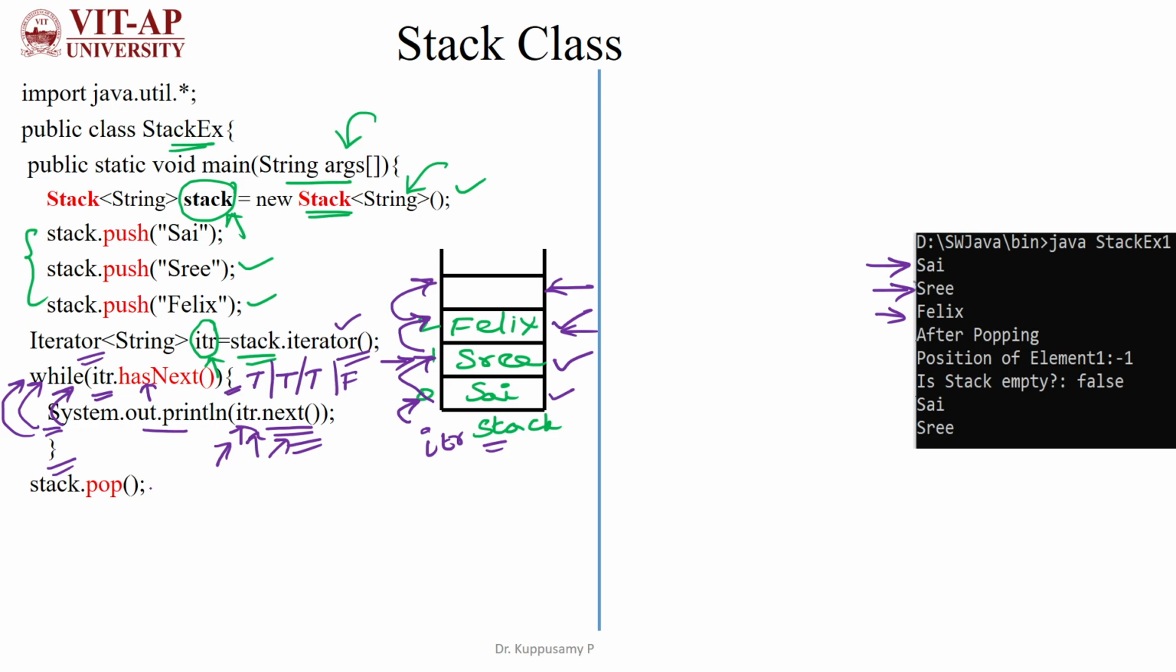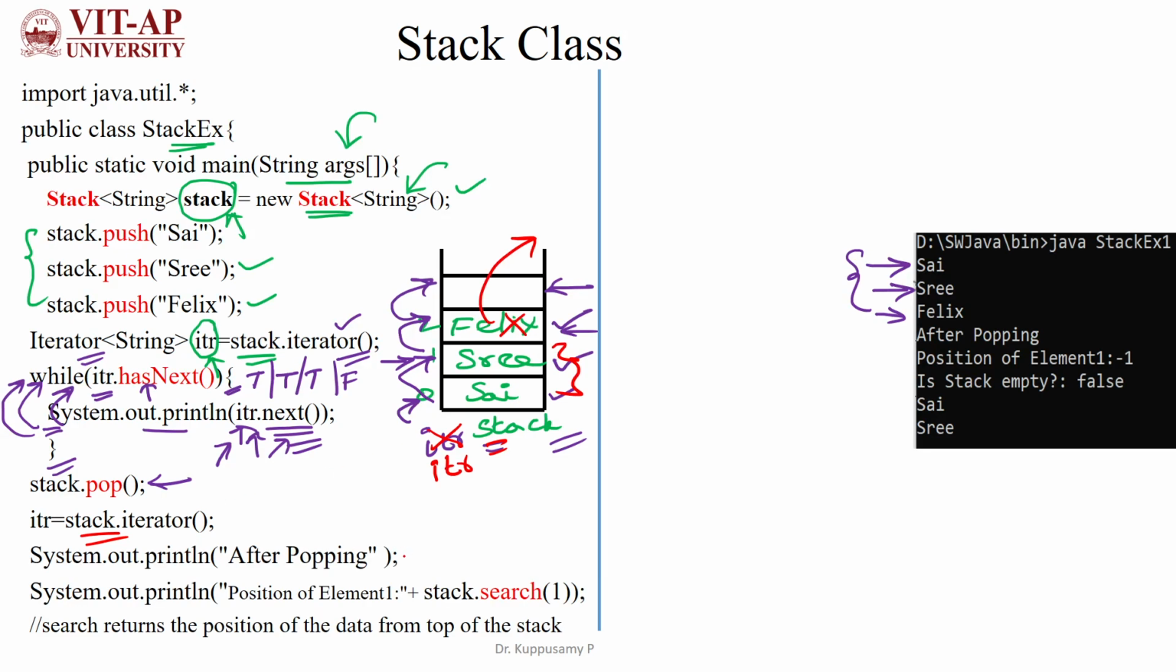Now the itr has three elements, and the stack also has three elements, which is displayed. Now I am applying the pop operation here. Once I use the pop operation, the top element in the stack is deleted, right? So Felix will be deleted. After that, I am going to assign the stack values again. Now the stack has only two values, so those values are assigned to the new variable itr. Now this is updated, so itr has only two elements, right?